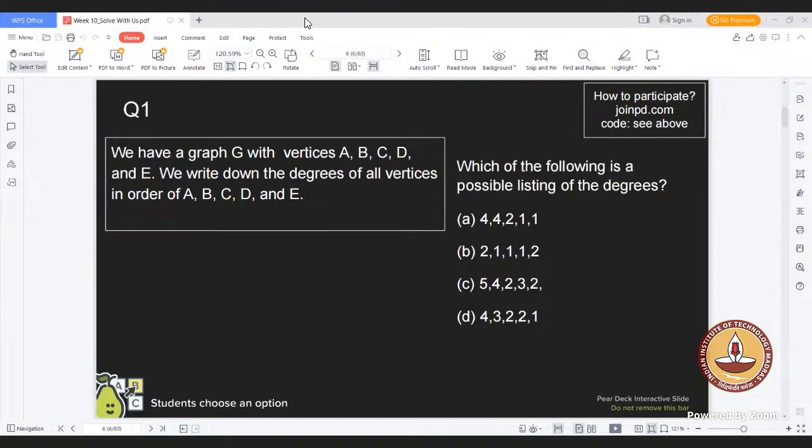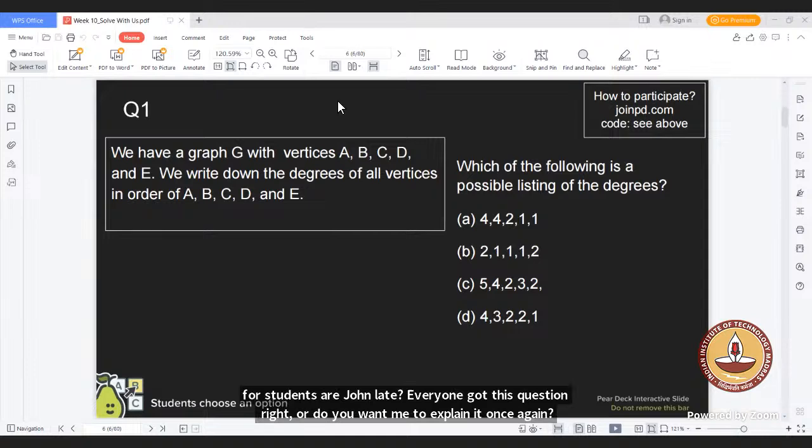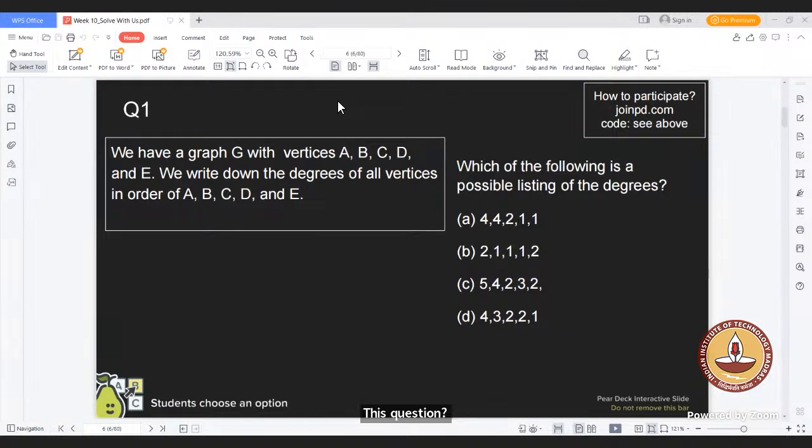So for students who have joined late, everyone got this question right? Or do you want me to explain it once again? This question. Actually, there is no graph for this question. They're asking which of the following can be a possible listing of degrees.